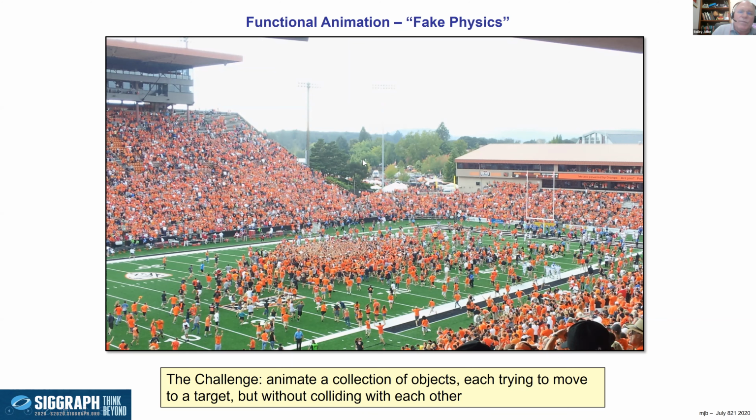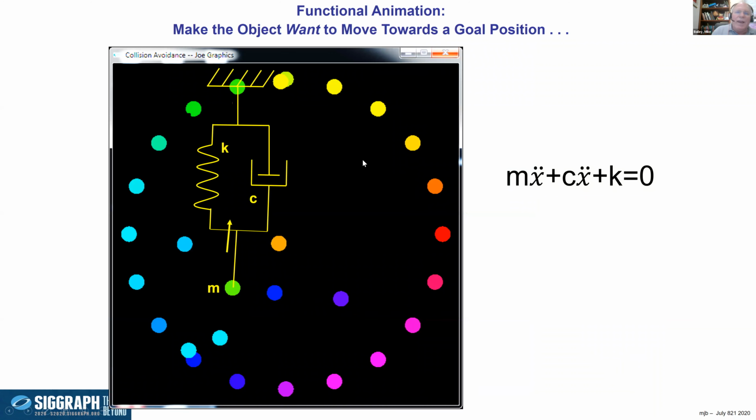Well, this is something called functional animation, and I think it's really cool. I like to refer to it sometimes as fake physics. And that sounds derogatory, but I don't mean it that way. I mean, we're going to accomplish something really, really cool by pretending there's physics that isn't really there. And here's how we're going to do it.